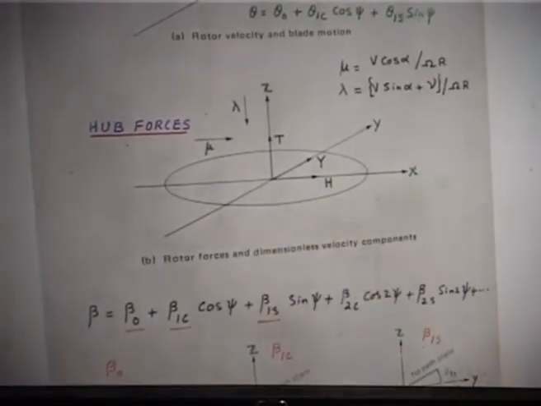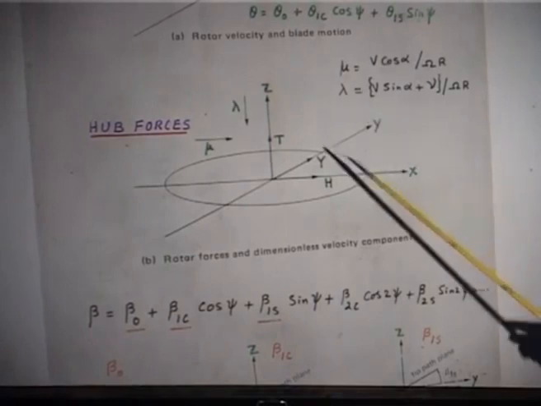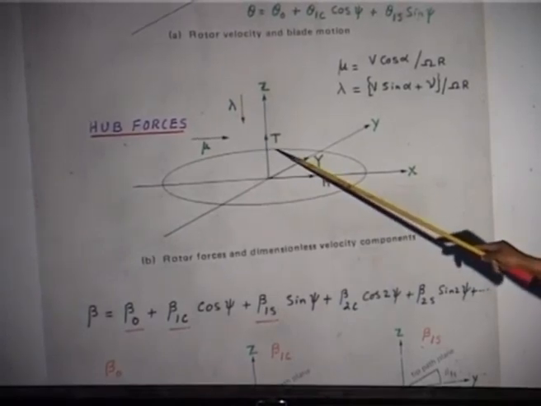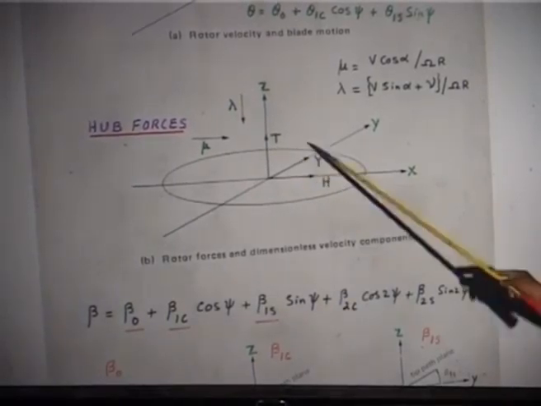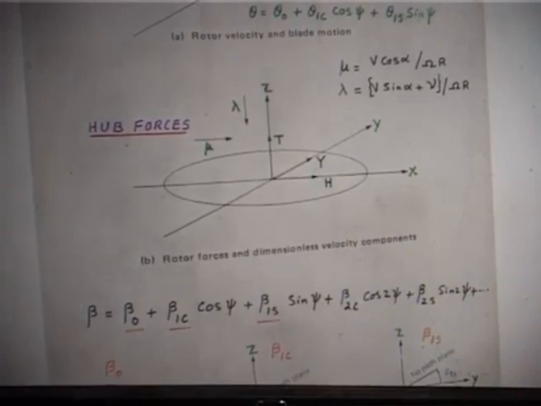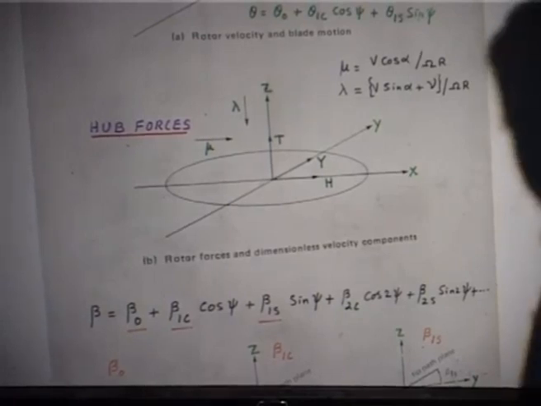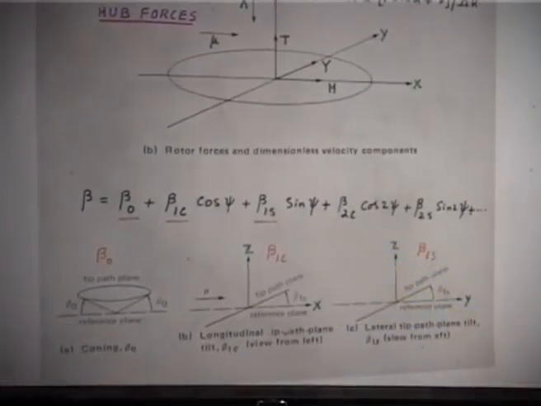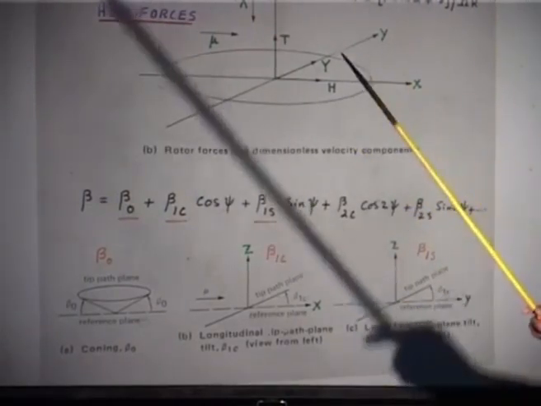We will get the expression for the six quantities T, H, Y and then moments, torque, roll moment, pitch moment, all of them we will obtain in forward flight, and this is where a lot of complexity is there. Now of course, I mentioned to you last time, how will I describe my flap motion? I am assuming my flap is periodic.